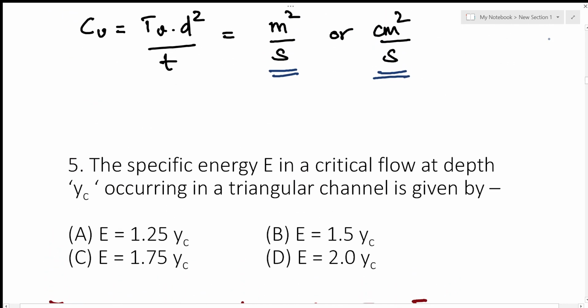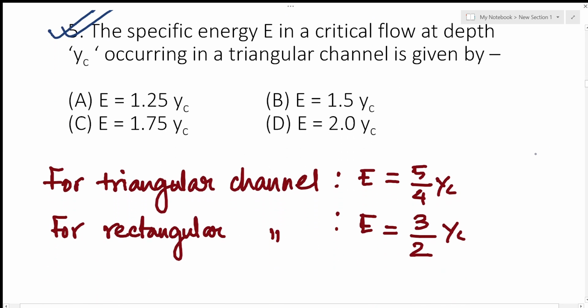The next question, the specific energy E in a critical flow at depth yc occurring in a triangular channel is given by. See, for triangular channel it is given by 5 by 4 yc and for rectangular channel it is given by 3 by 2 yc. Another very important question which is asked a lot of times in these examinations. The answer would be A for triangular channel, and if they ask for rectangular channel, the answer would be 3 by 2 yc.